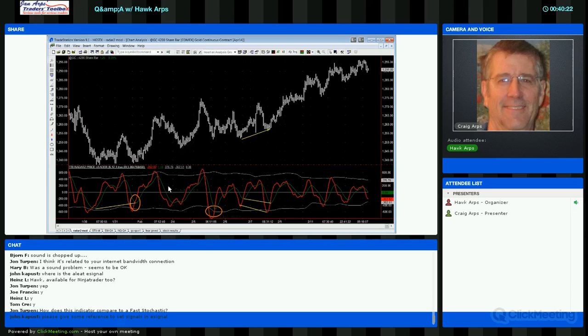For instance, oversold, beautiful pullback divergence here to get in long, crossing out of the oversold zone. Here you have an overbought exit if you were a shorter term trader, right?